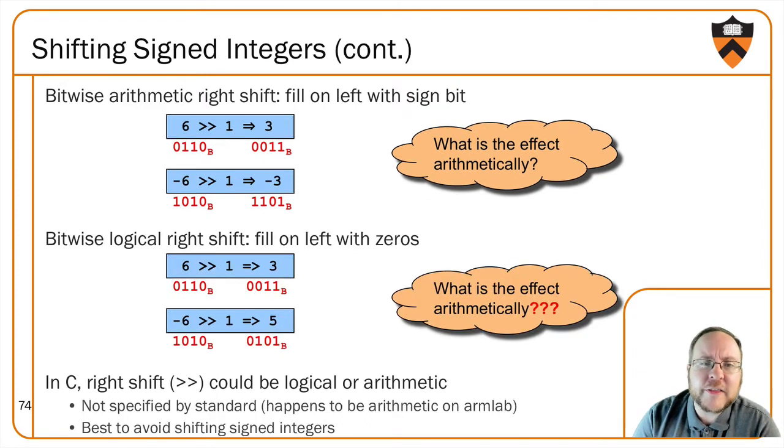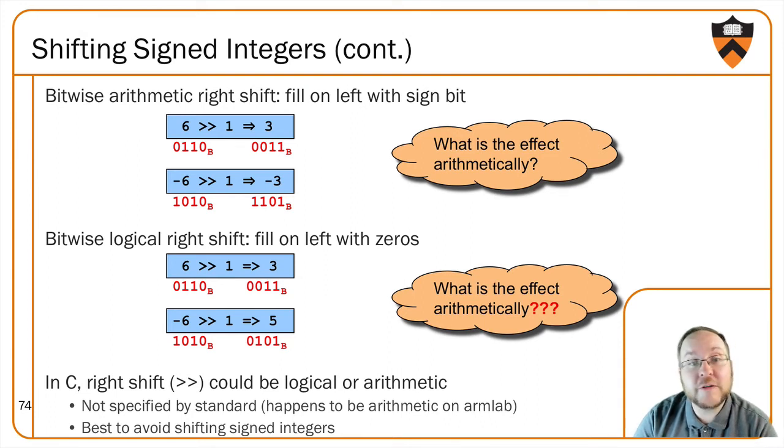Before, we filled in on the left with zeros. This continues to work just fine for non-negative numbers, but for negative numbers, it flips the sign. Additionally, because the numbers are counting backwards, that is, all ones is -1 and 1 with the rest zeros is the largest negative power of 2, the arithmetic effect isn't so obvious. An alternative would be to fill in on the left side with just the sign bit. This has the nice property of dividing by 2 to the n, just like with unsigned integers.